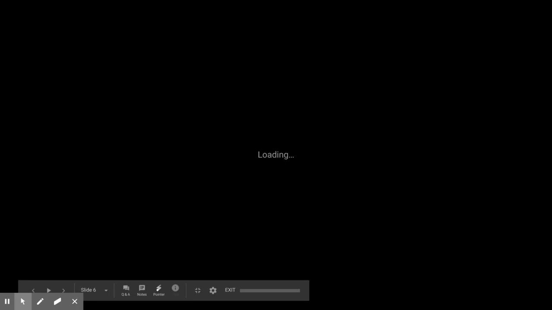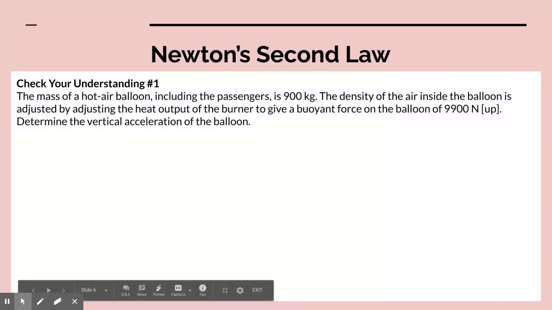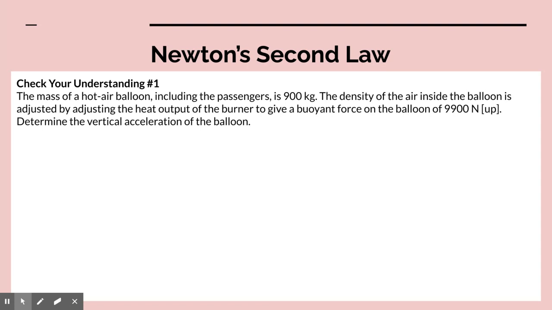So let's now try out these check your understandings. The mass of a hot air balloon, including the passengers, is 900 kilograms. The density of the air inside the balloon is adjusted by adjusting the heat output of the burner to give a buoyant force on the balloon of 9,900 newtons in the upward direction. Determine the vertical acceleration of the balloon. Let's pause the video here, try this on your own, and then come back and we'll go through this example.